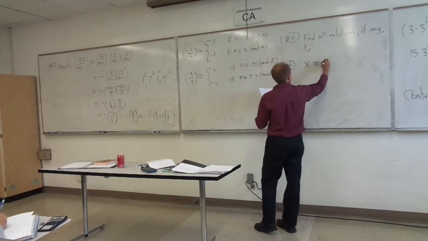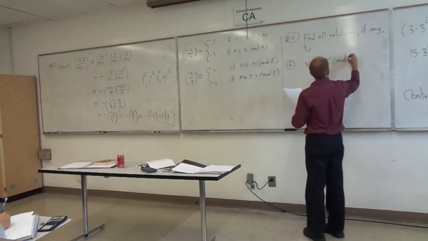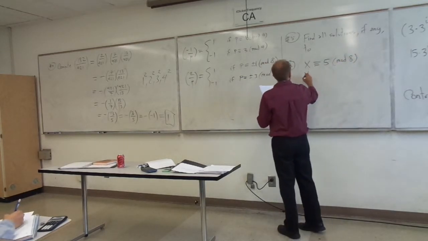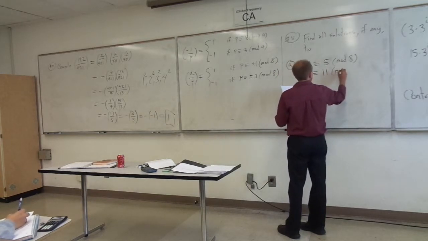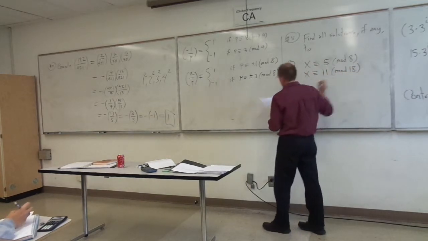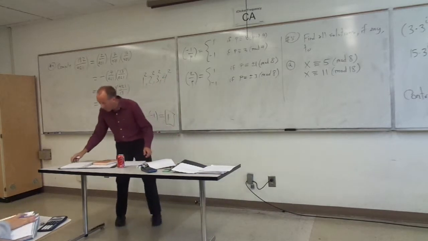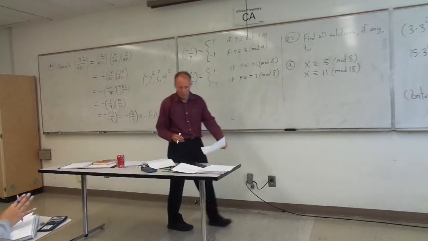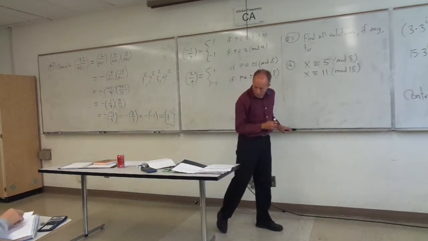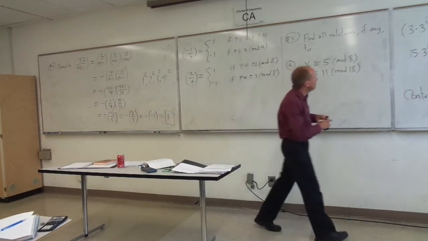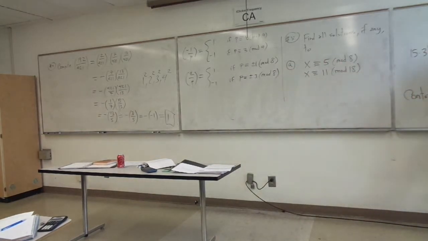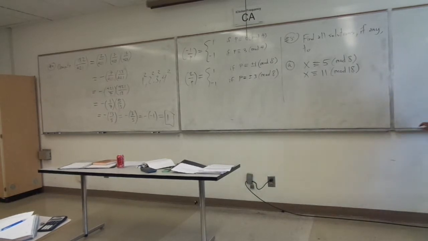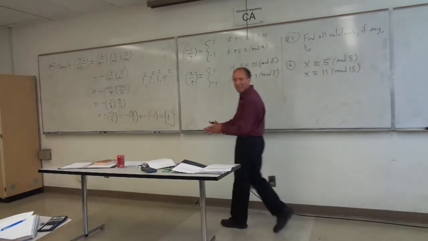So here's part A. X is congruent to 5 mod 8, and X is congruent to 11 mod 18. So there's going to be three different parts to this problem. And I said find all solutions, if any. There may not be any. So think about it. Okay, so what do you think about this?